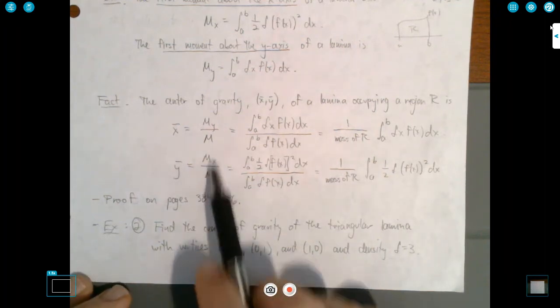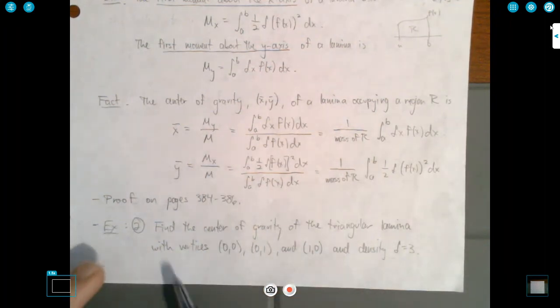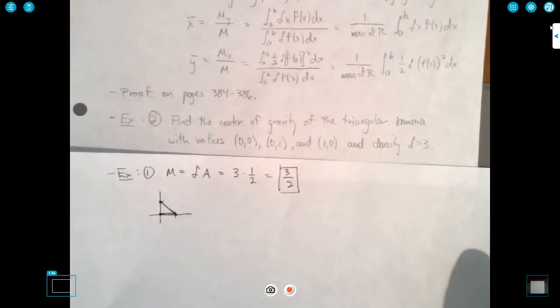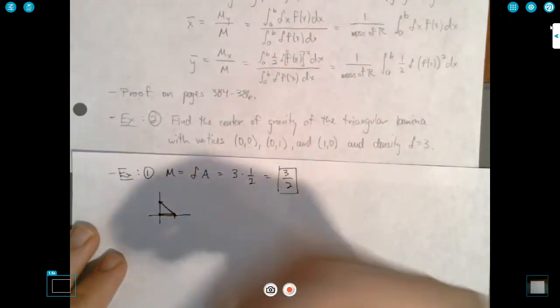So let's just practice putting these things into practice. So example 2. Let's find the center of gravity of the triangular lamina with vertices (0, 0), (0, 1), and (1, 0), and density delta equals 3. Okay, so this is the example that we just did a second ago, right? And in fact, I'm just going to kind of continue it along on the same page because it's the same example, really.